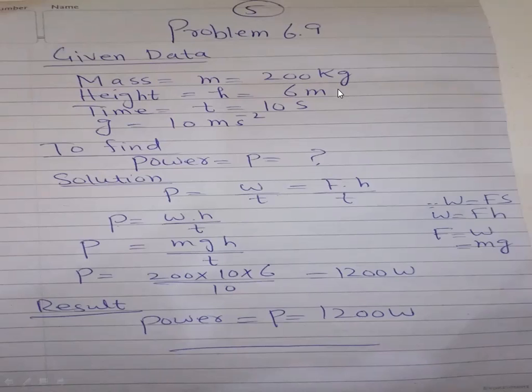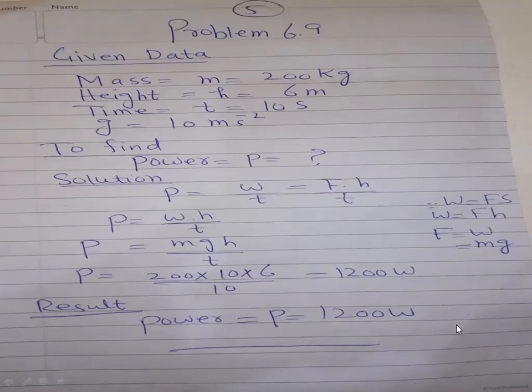M is 200, it is given to me, and G is 10 meter per second square, and height is 6 meter, and time is 10 seconds. So if you plug in all the values and solve this with the help of a calculator, you will find the power, which is 1200 watt, and the unit of power is watt. So our required answer is power 1200 watt.